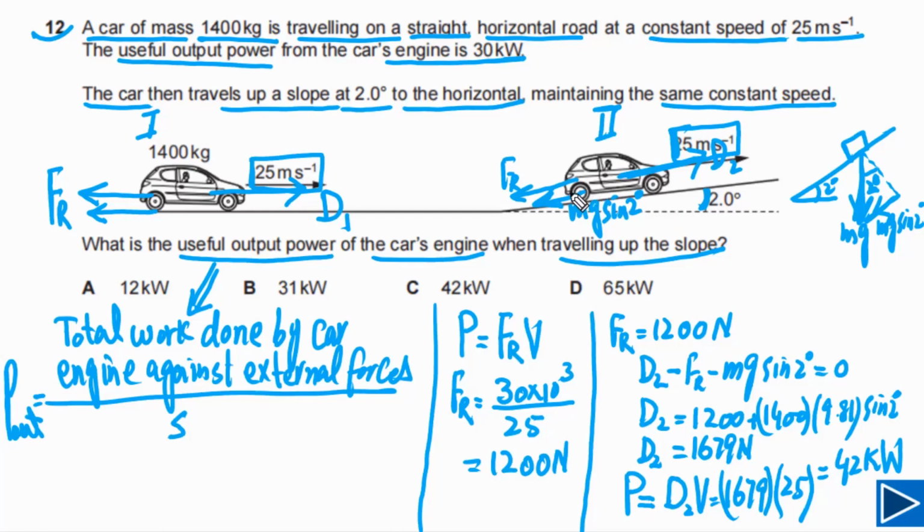So the power output has to be greater because the car is doing more work against external forces. So this one is not possible at all, so we can cancel. This is the best possible answer, so this is the right answer.